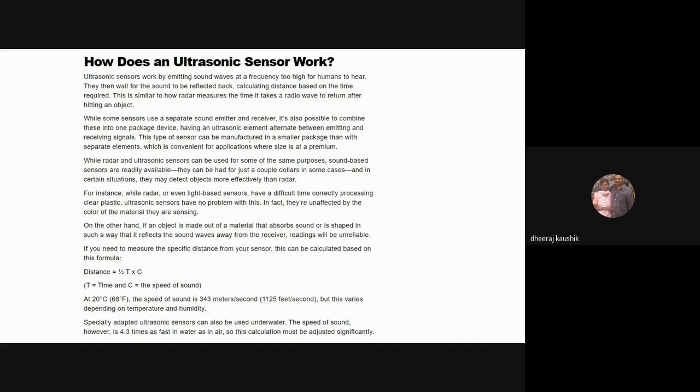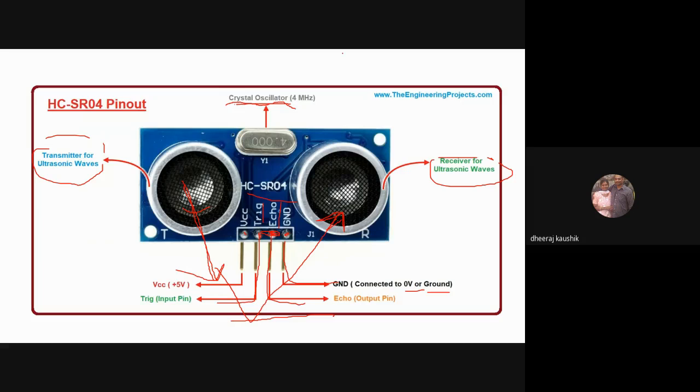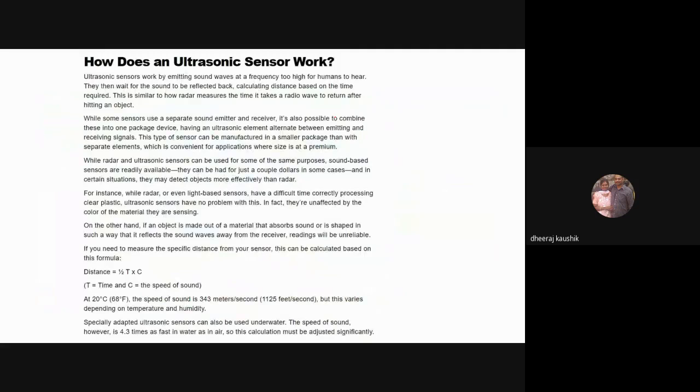This type of sensor can be manufactured in a smaller package than with separate elements, which is convenient for applications where size is at a premium. So the HC-SR04 sensor here has two separate elements for sending and receiving sound waves, but some sensors, as said, have both as the same input and output sensor.